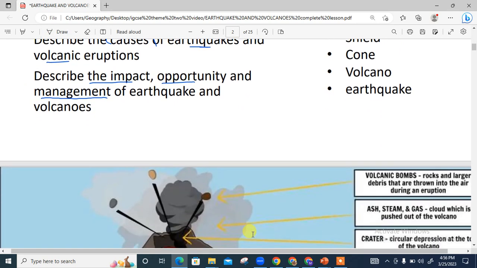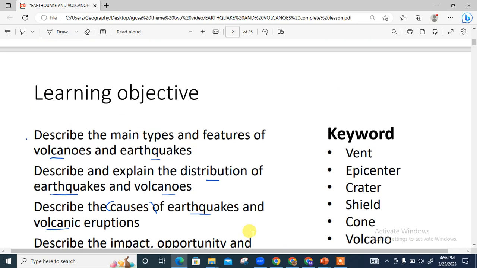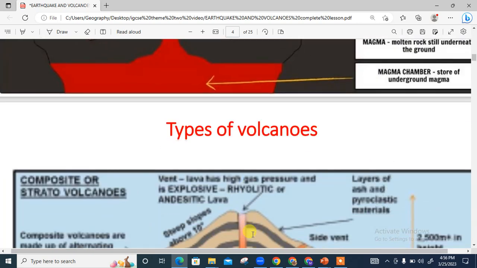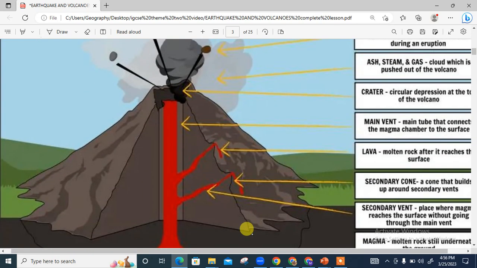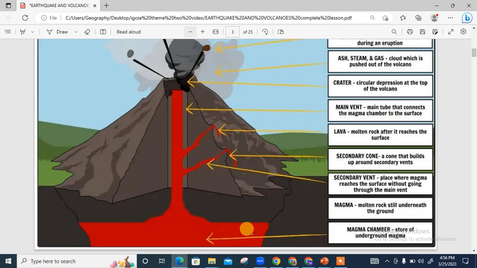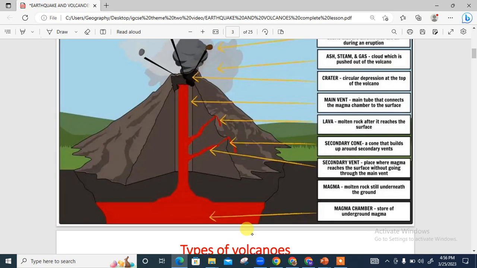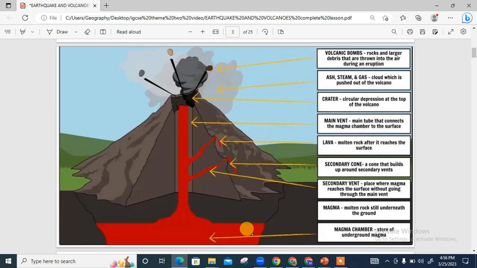So quickly, let's look at the first thing, which is the types of volcanoes and their major structure. Let's look at the structure of a volcano. Usually this is how the structure of a volcano looks, and these are the major keywords that represent each of these features. Let's start from the bottom up.